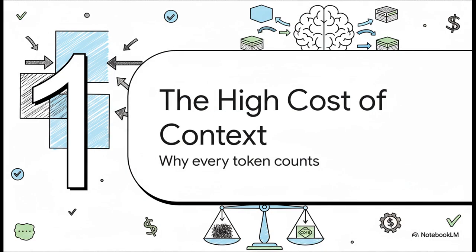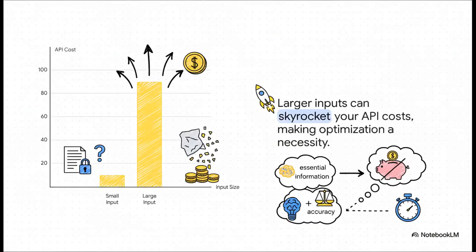And let's get real for a second about a pain point that every single builder feels: the cost. Every piece of info you send to a model gets broken down into tokens, and yep, you pay for every single one. And as those inputs get bigger, the costs don't just creep up, they can totally skyrocket. I mean, just look at this. It lays the problem out perfectly.